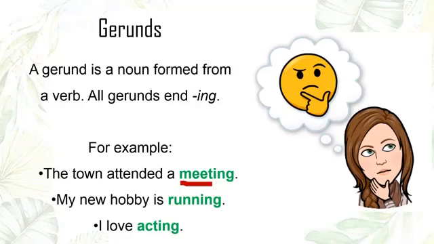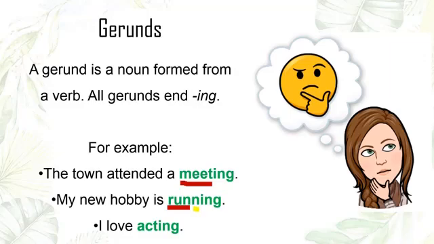My new hobby is running. The verb that was taken to form this is run. And please notice that because it ended in the n here, we've added a second n afterwards before the ing.